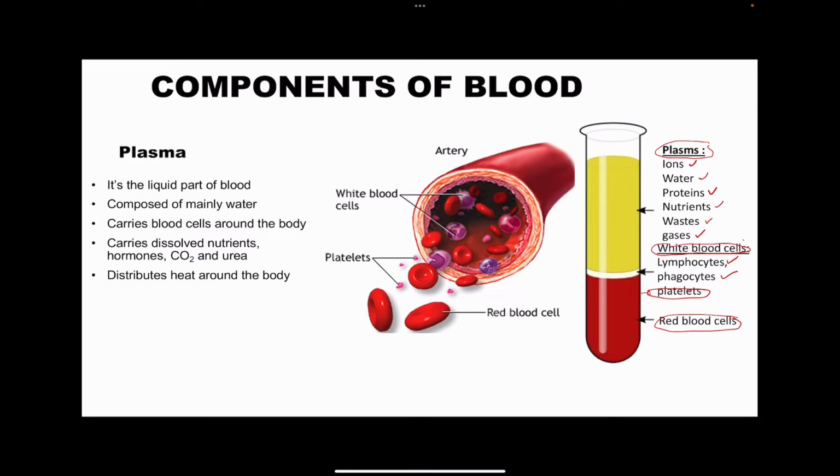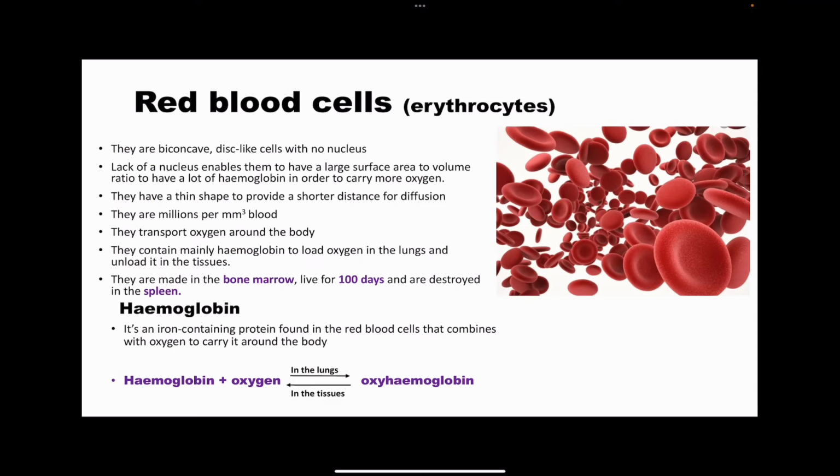So here I'll begin with plasma. Plasma, which is the liquid part of blood, is composed mainly of water, but it carries cells around the body. Plasma also carries nutrients, hormones, carbon dioxide as well as urea across the body. Plasma also distributes heat around the body. So I'll continue to the next page.